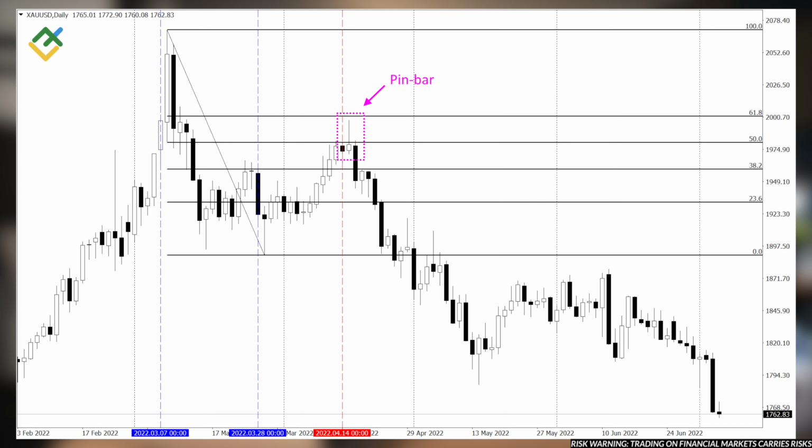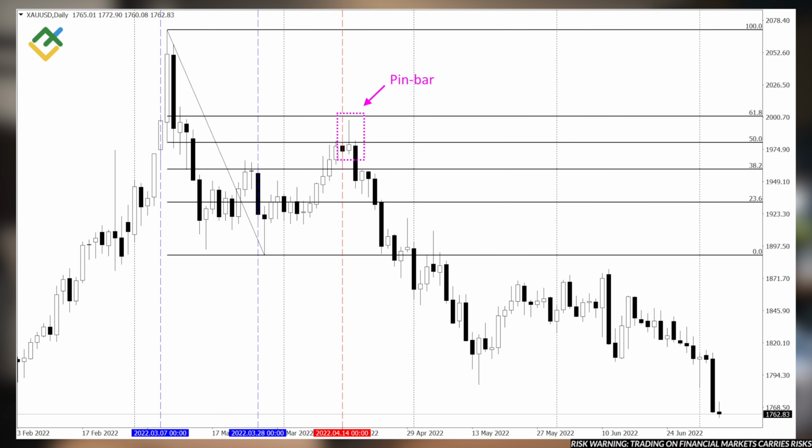Note that the pin bar closed exactly under the 50% level. It means this level was, we can say, protected by sellers. As for trading tips, I could add that you should expect a corrective retracement greater than 50%. Then wait for the price action trading signals we discussed earlier.